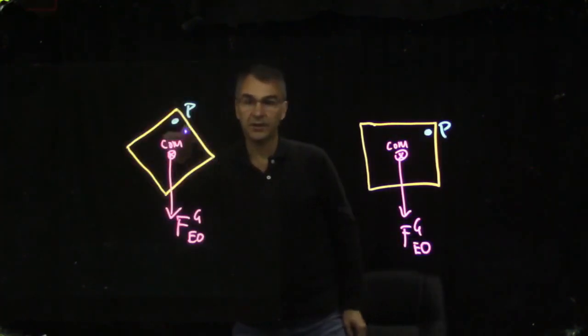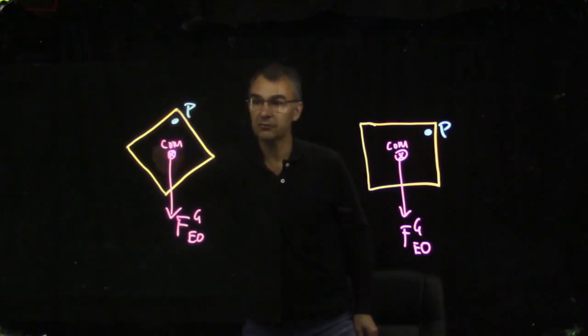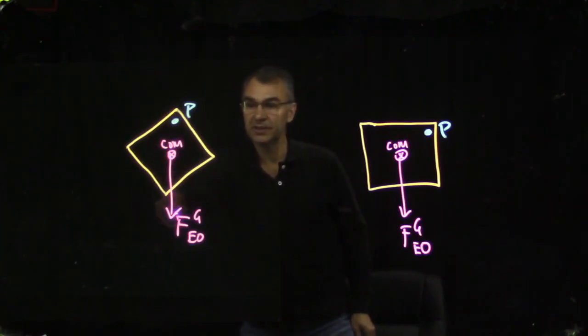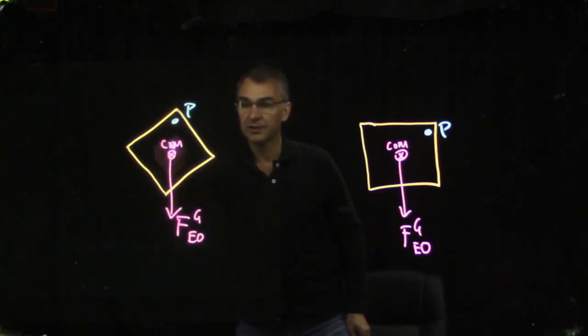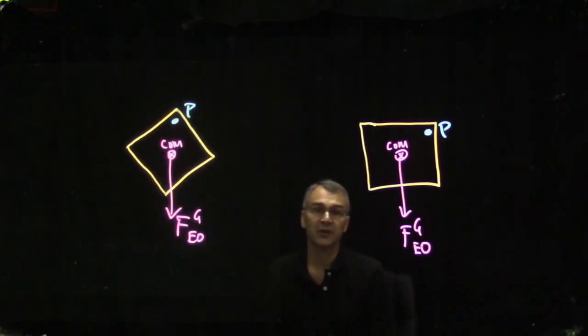In this case, by contrast, the pivot is up here, the center of mass is directly below the pivot, and you can see that the line of action of gravity, which points directly down from the center of mass, passes directly through the pivot. So there's zero torque here because there's zero horizontal lever arm to go with this vertical force.